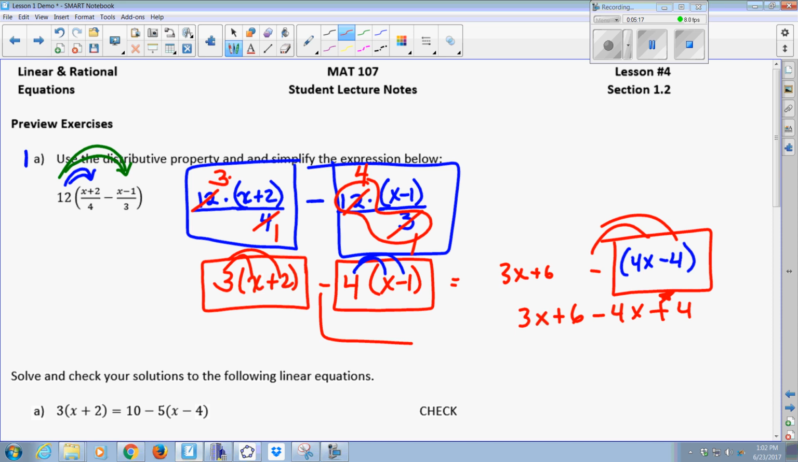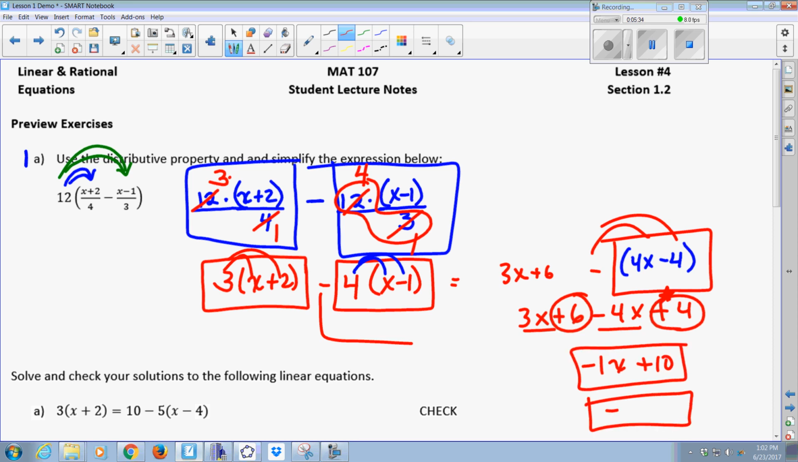And that's the tricky spot right there that some of you may forget to do. So now we combine like terms. 3x minus 4x is -1x. 6 plus 4 is 10, and we're all set. Some of you may choose to write this as the opposite of x, or -x plus 10. Both okay.